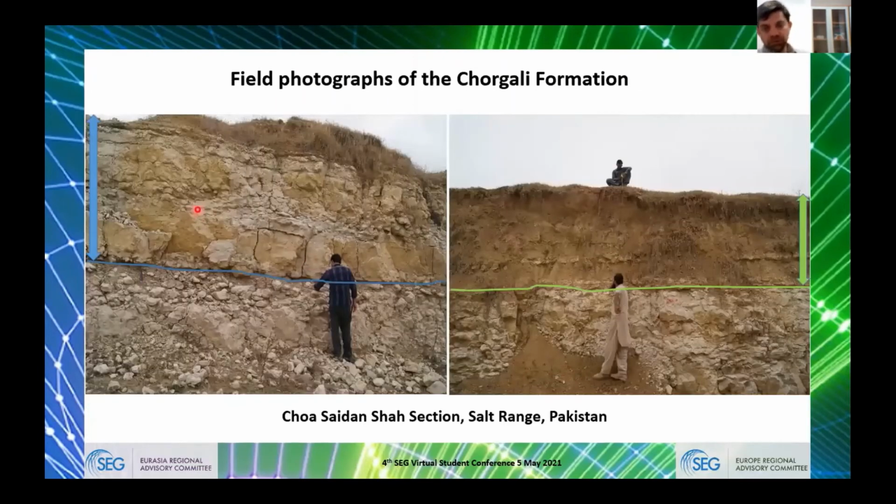Now, field photographs of the Chorgali Formation at the Chua Saidan Shah section. In each of these diagrams, above this blue and the green line, this part of the outcrop is actually the Chorgali Formation.